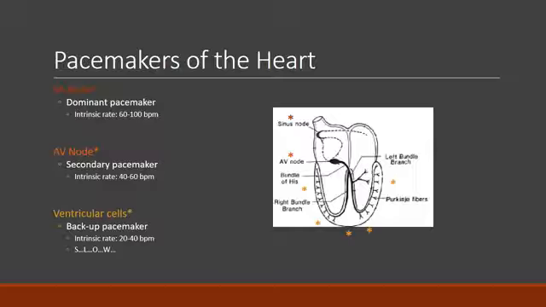And if that failed, the SA and the AV node stopped working, then somewhere in the ventricles, another pacemaker cell would start firing all by itself, and then that would set the pace for the heart. And that intrinsic rate would be very, very slow, right around 20 to 40 beats per minute.